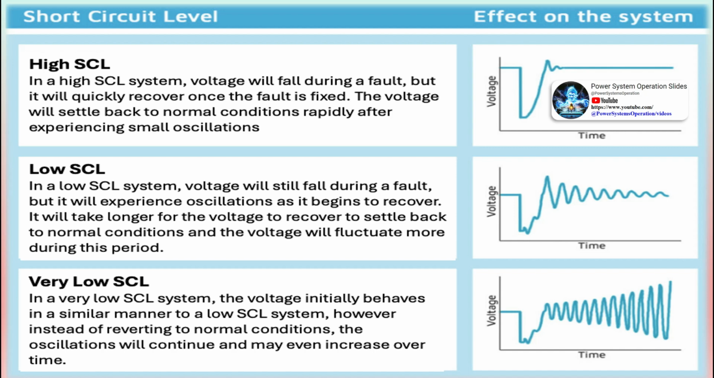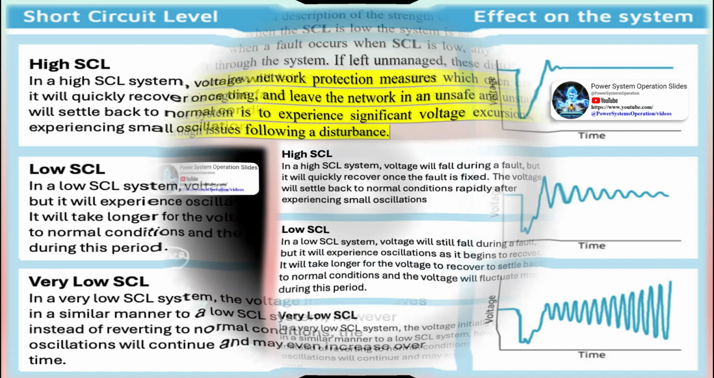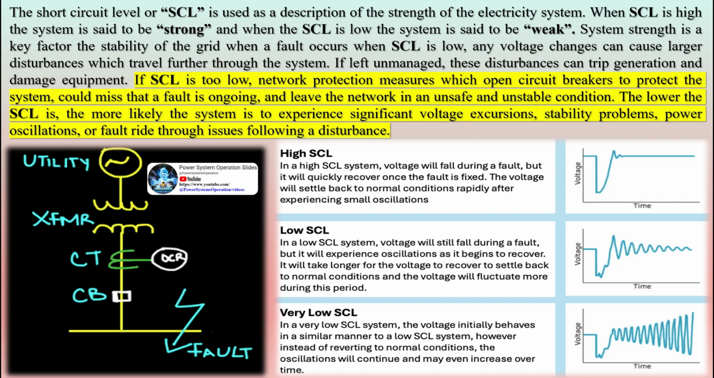The short circuit level, or SCL, is used as a description of the strength of the electricity system. When SCL is high, the system is said to be strong, and when the SCL is low, the system is said to be weak. System strength is a key factor in the stability of the grid when a fault occurs.